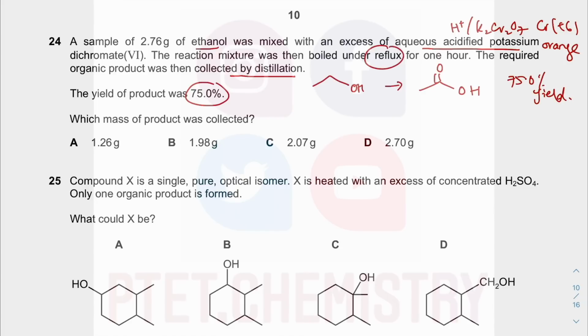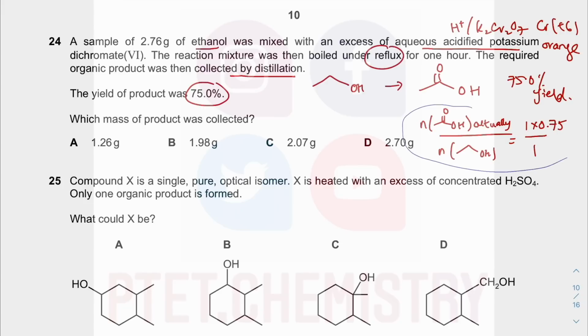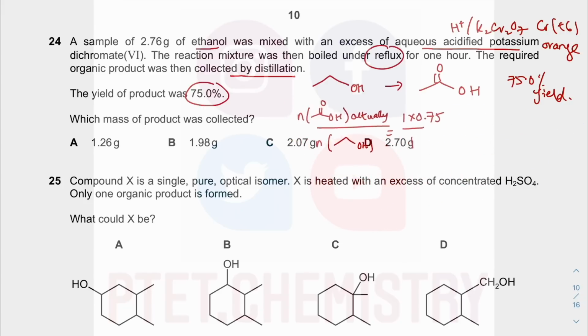So what does that mean? That means the mole of the acid over the mole of the alcohol is not 1:1. 1 should give you 1, but you only get 75% yield. So 1 mole will give you 1 times 75 over 100, which is 0.75, because you only get 75% yield. 1 mole should give you 1 mole, but you only get 75% out of whatever you should expect to get. All right, so I can have that equation.